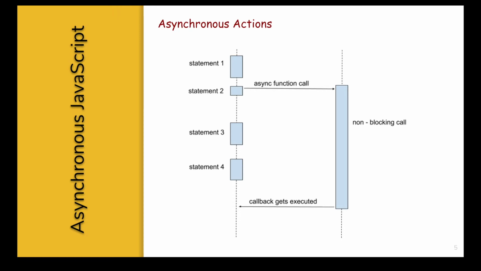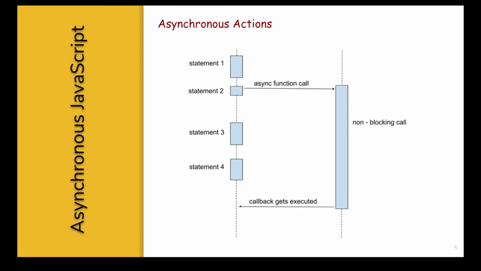The order of execution in this case is the following. First, statement 1 executes. Second, statement 2 invokes an asynchronous function and passes a callback to it. Then, statements 3 and 4 execute. After all synchronous statements in the code on the left have finished their execution, our asynchronous function invokes the callback that we have passed to it earlier. Now, if the function takes 1 hour to execute, all other statements will be executed immediately after the function starts, and then after 1 hour, the callback will get executed.